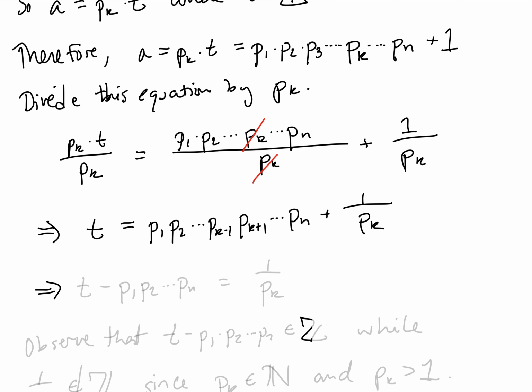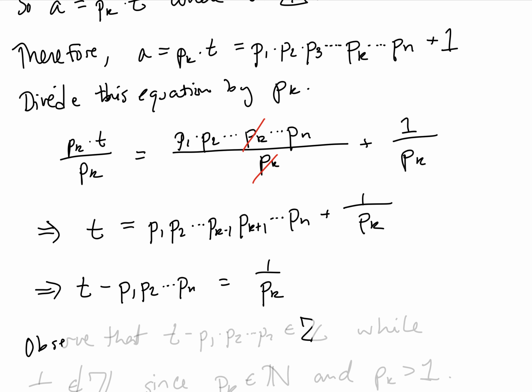And we could continue, and let's isolate 1 over pk by itself. So t minus p1, p2, dot, dot, dot, pn is equal to 1 over p sub k. And now we see where our contradiction is going to arrive. Our contradiction is that the left-hand side is an integer and the right-hand side is not.